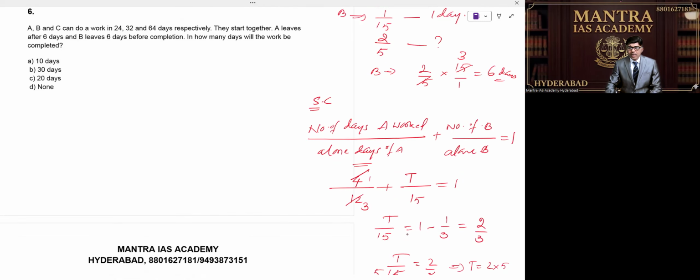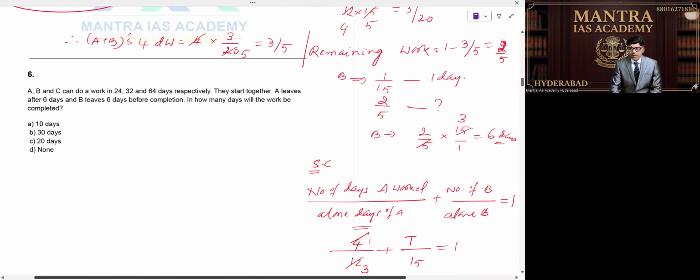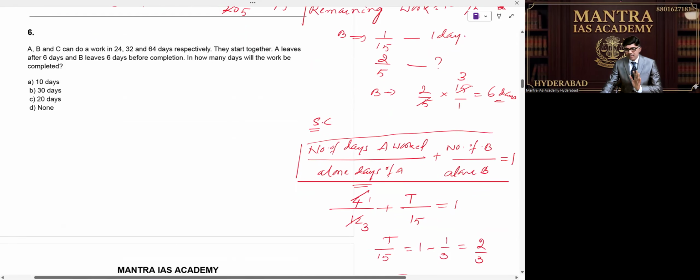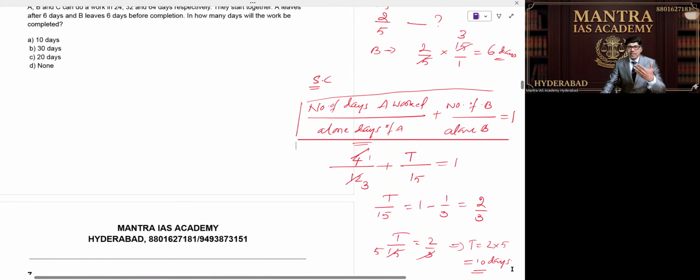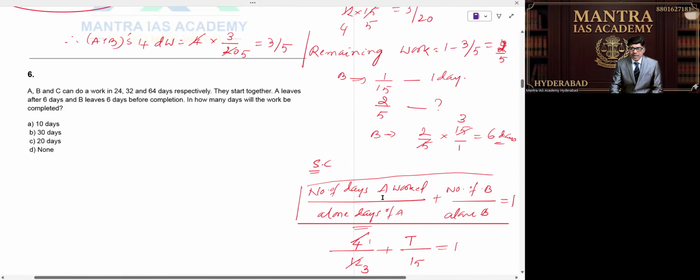So the shortcut is: number of days A worked by alone days of A, plus number of days B worked by alone days of B, is equal to 1. In the same style, two steps, and you will get the answer. Total number of days is 10 days for problem number 5. In the same style, we have a nice one for problem number 6.